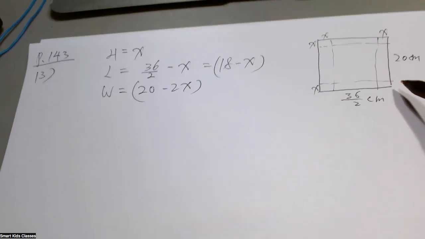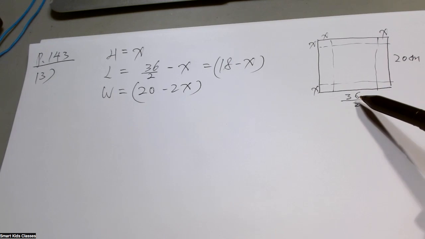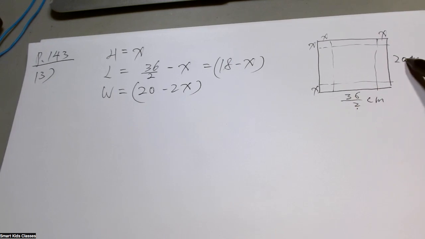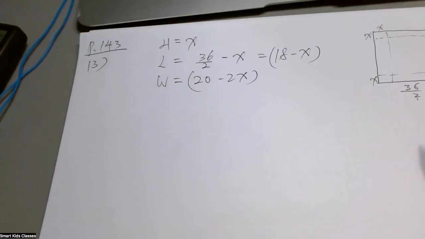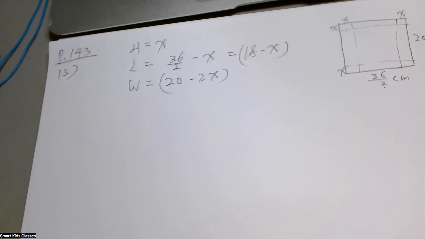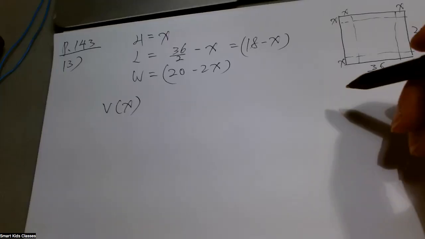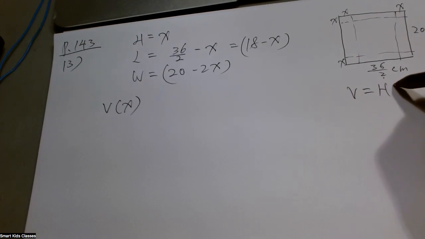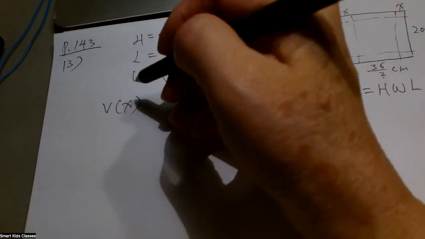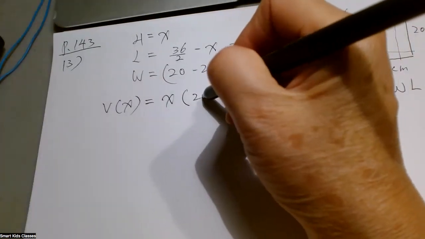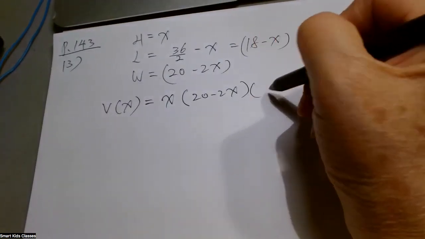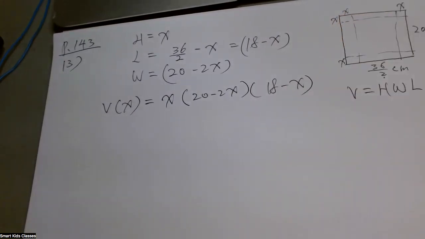I roughly plot the graph on one side. One side here is 36 over 2, and that's the length, and the height is x. Now we are going to write the equation. Volume is equal to h times w times L. So we substitute the dimensions. Volume is equal to x times (20 minus 2x) and times (18 minus x). That's for A.